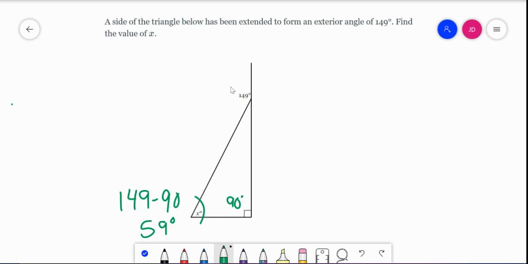All right, so that's it for today's video. Just remember that all the angles inside of a triangle add up to 180. Also, any straight line equals 180 degrees. And the exterior angle is going to be equal to the sum of the two non-adjacent interior angles.